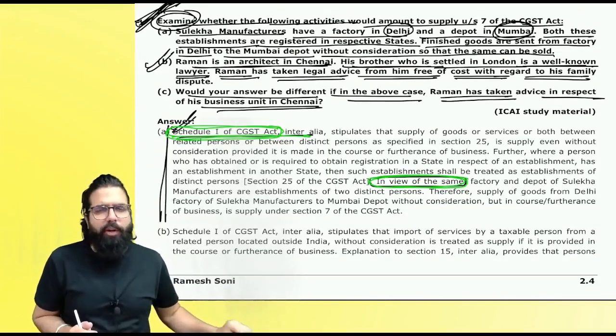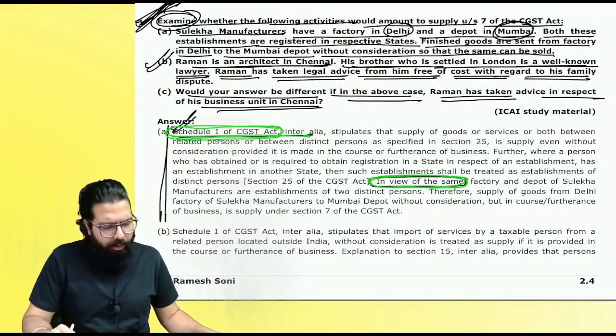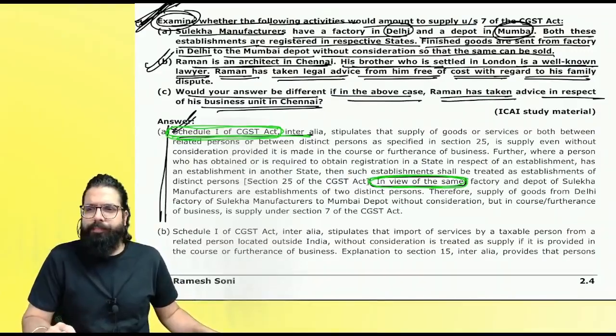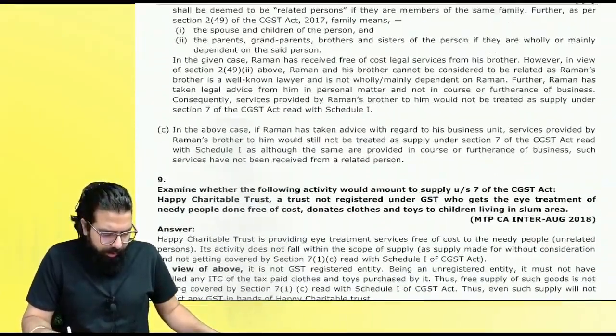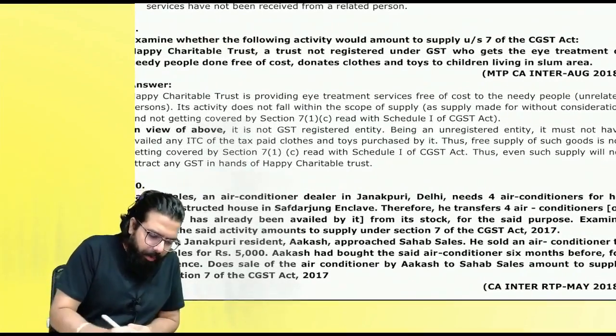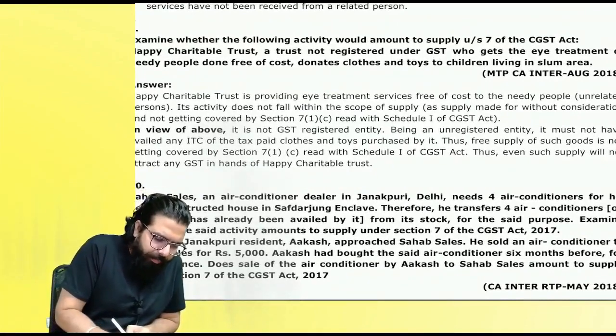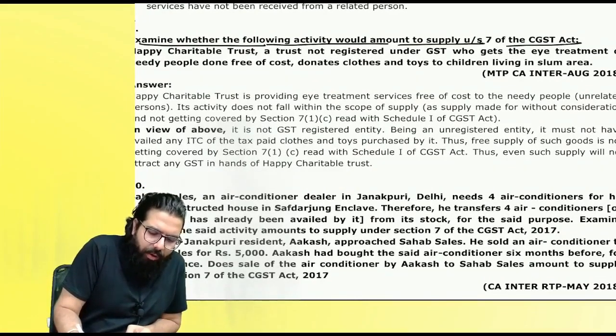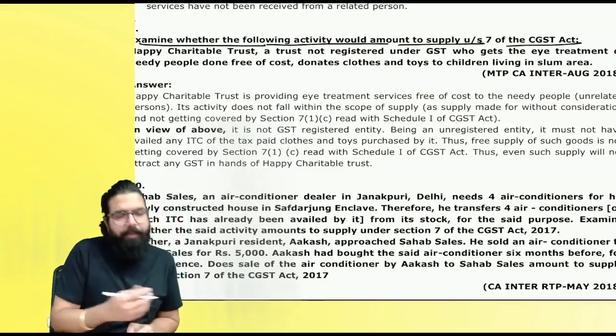People, let's continue our Q&A discussion now. Everyone, let's continue. The next question is over here. Question number 9. Examine whether the following activity would amount to supply under section number 7.